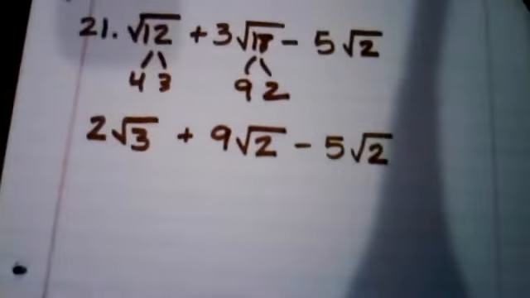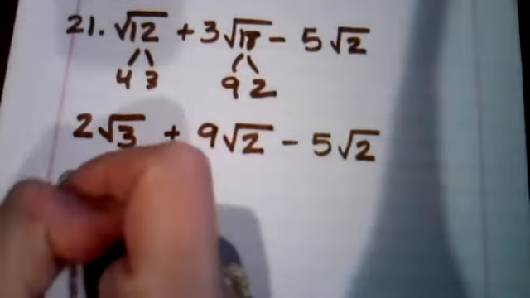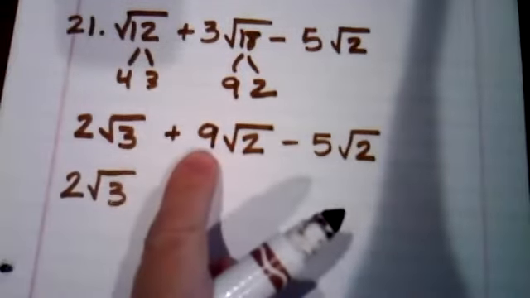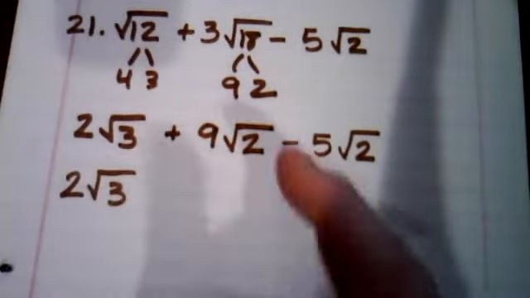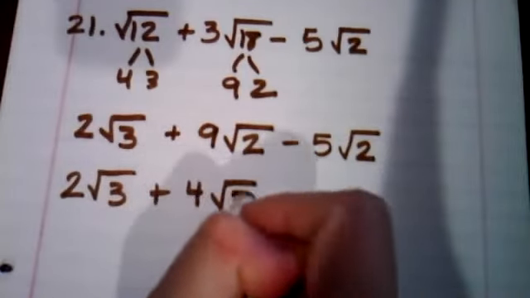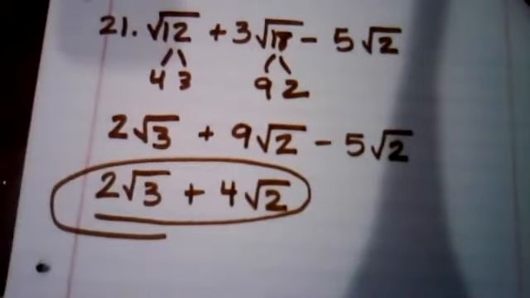Uh-oh, not everything is alike. No worries. We just don't combine what's not alike. So that 2 square root of 3 stays just like that. And then what's 9 minus 5? Well, it is 4 times the square root of 2, and that's your final answer.